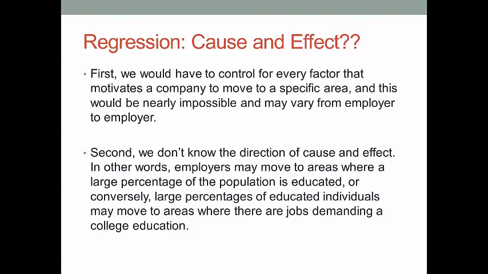Second, we don't know the direction of causation. Employers may move to areas where a large percentage of the population is educated, or conversely, educated people may move to areas where there are a lot of jobs demanding a college education, Fortune 500 companies. So we don't really know what the causal direction is, or are the two actually even causing each other or reinforcing each other, what some have referred to as mutual endogeneity.